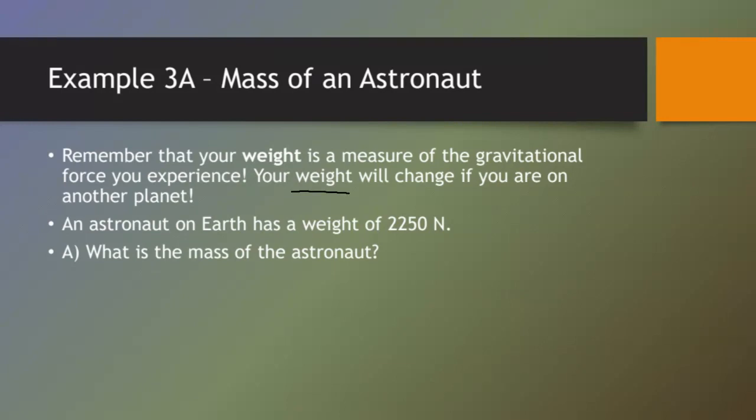So let's talk about the difference between weight and mass, right? Your mass is a measure of how much stuff you're made out of. That doesn't change no matter where you are. And so we can use the mass of an object to calculate its weight on any planet. So if we know that an astronaut on Earth has a weight of 2,250 newtons.